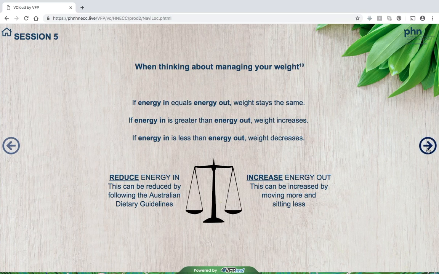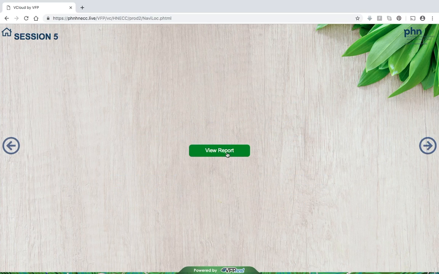Moving forward, the end of the session, you can then view the report.